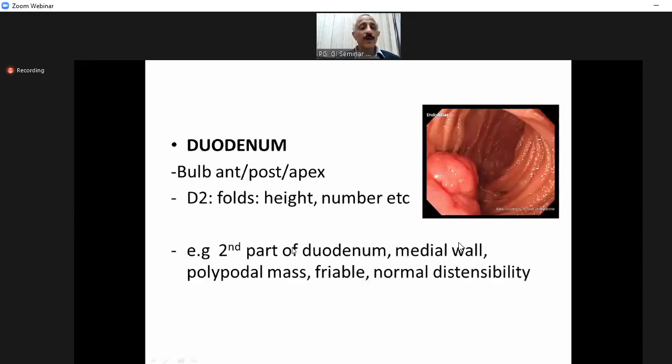Similarly, for duodenum, the duodenum is a small part. You generally look at the first part and the second part only. Rarely go beyond second part. So in the bulb, duodenal bulb, you look at the anterior wall, the posterior wall, and the apex.